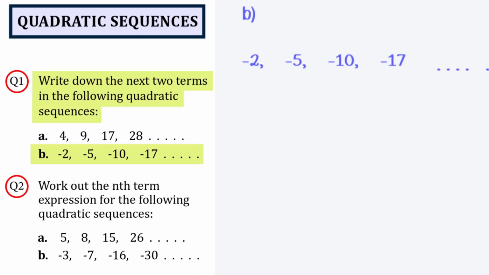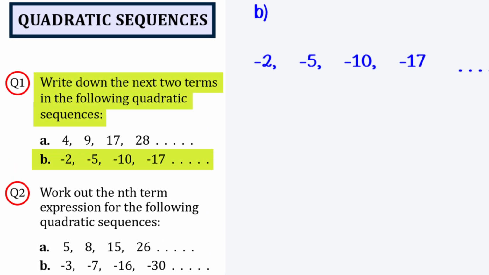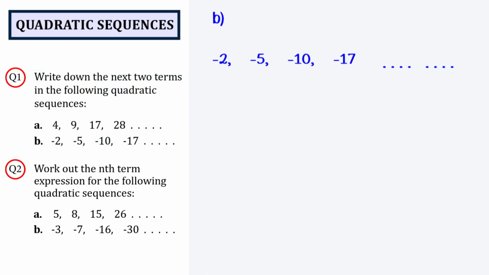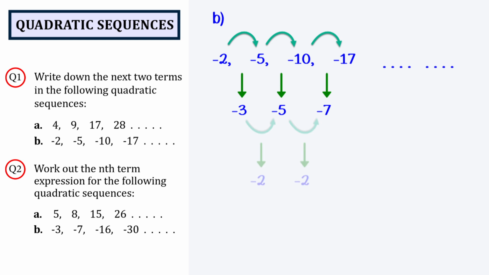For part B, we're asked to find the next two terms in the quadratic sequence -2, -5, -10 and -17. So as before, let's first work out the first difference. Well, the difference between -2 and -5 is -3, between -5 and -10 is -5, and between -10 and -17 is equal to -7. And so the second difference is equal to -2.